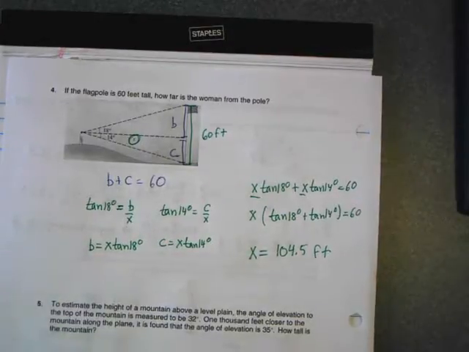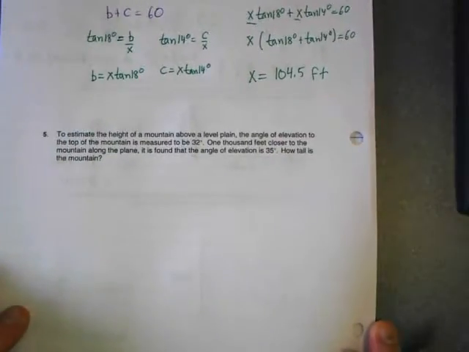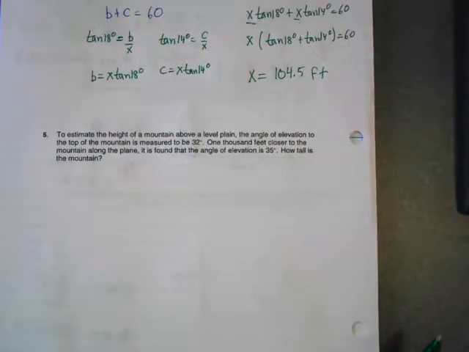All right, last problem. To estimate the height of a mountain above a level plain, the angle of elevation to the top of the mountain is measured to be 32 degrees. 1,000 feet closer to the mountain along the plain, it is found that the angle of elevation is 35 degrees. How tall is the mountain?